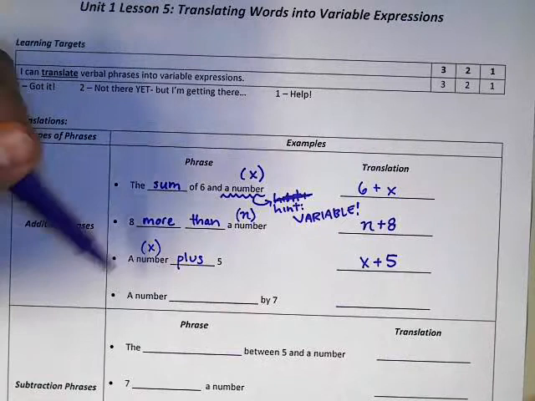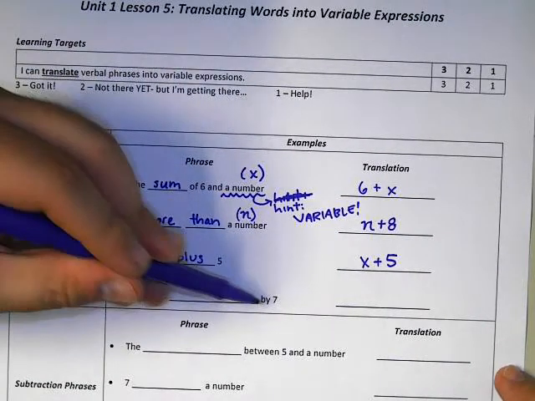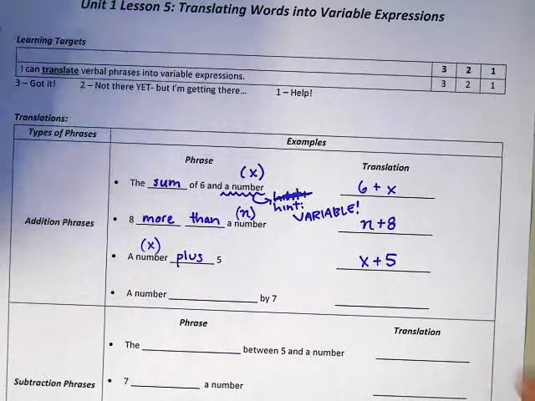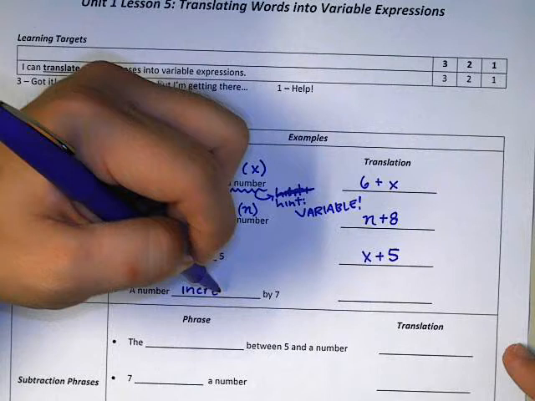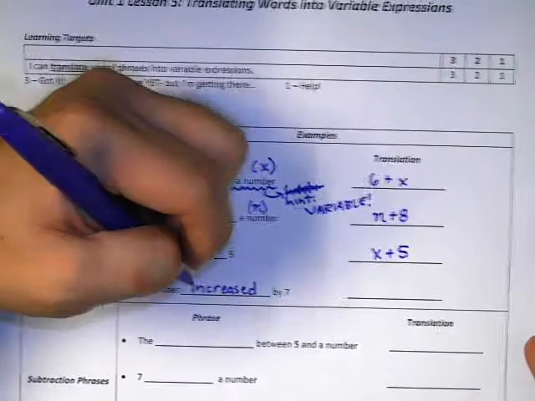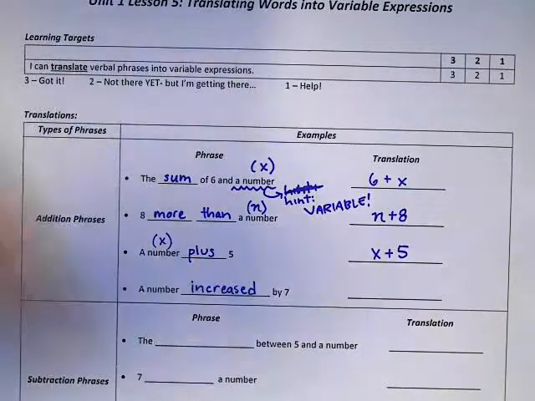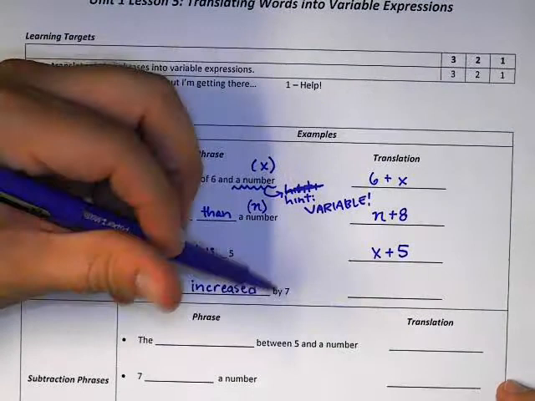Okay, so our last addition phrase. A number blank by 7. Oh, okay. So we're going to use the word increase. Or increased by. Alright? If something increases, you know it has to go up. So this is another way of saying addition. A number increased by 7.